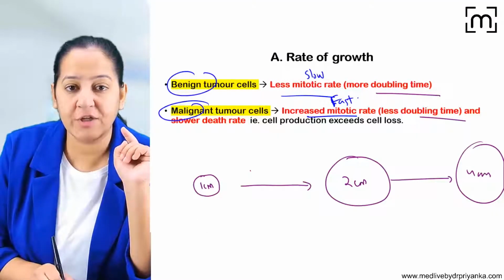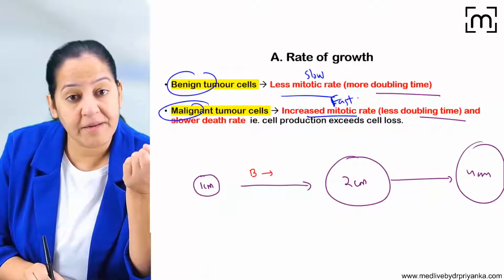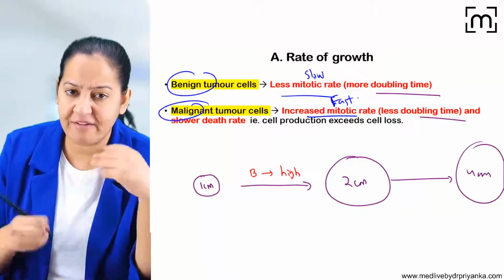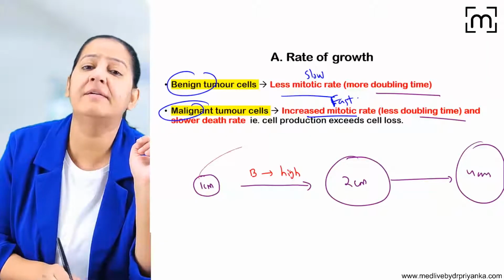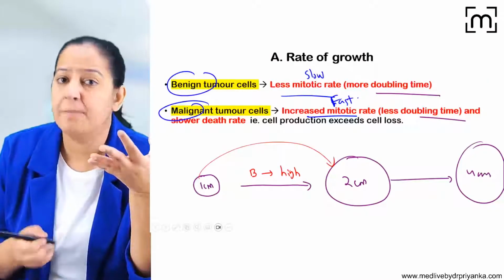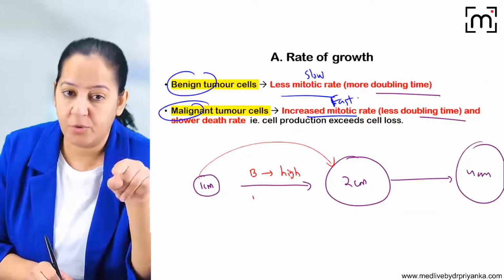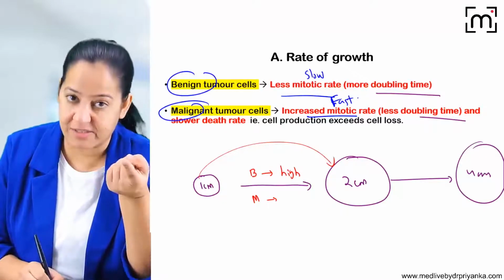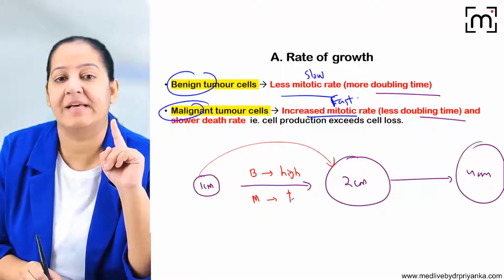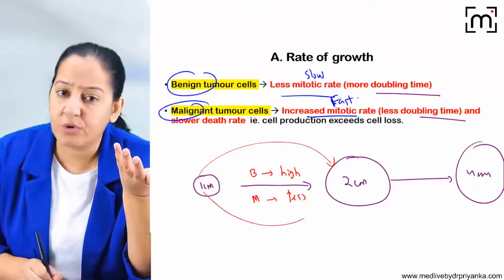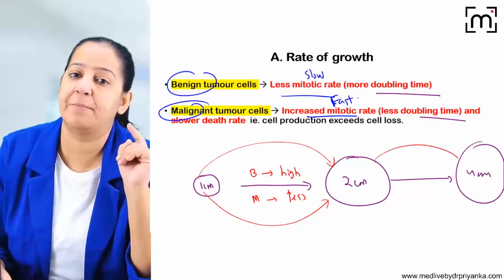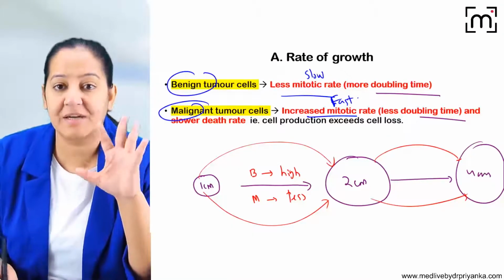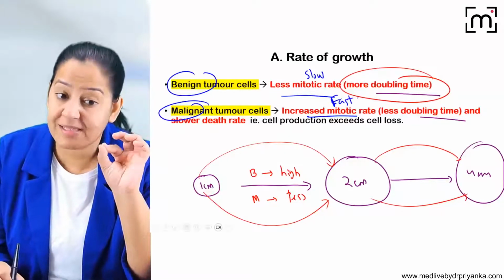Now I told you benign tumors are very slow growing. So here doubling time is very high because they are very slow growing. They sometimes require years and years to get doubled, maybe many months or years. But I told you the malignant tumors are very fast growing. So here doubling time is very less. Very quickly, within a few days or few weeks, they just double. They keep on doubling.